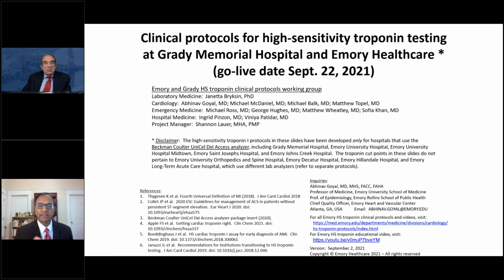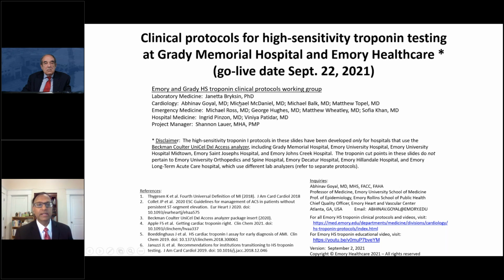I can tell you that if you just Google Emory troponin, okay, the very first link that comes up will be the Department of Medicine cardiology page with all our troponin protocols, and those links will take you right to this data. So the simple thing to do is Google Emory troponin, it'll take you right there.